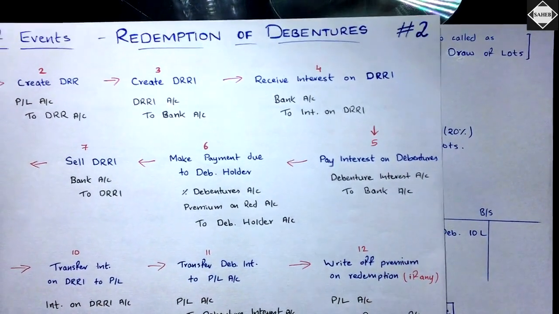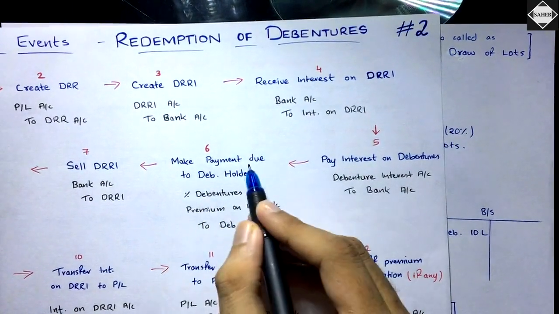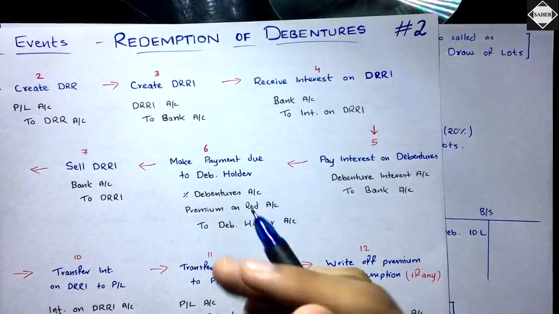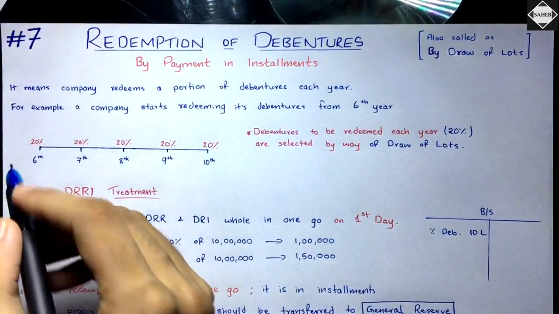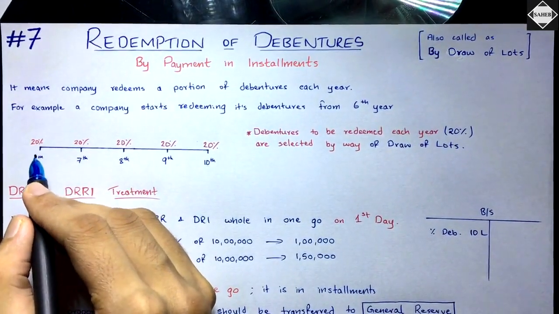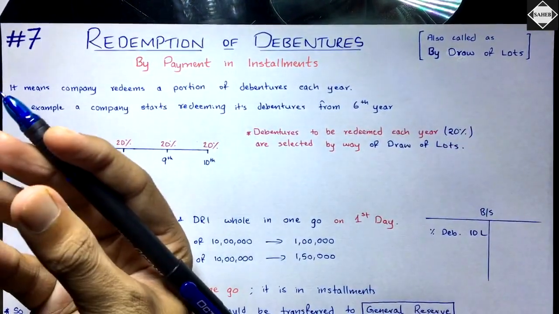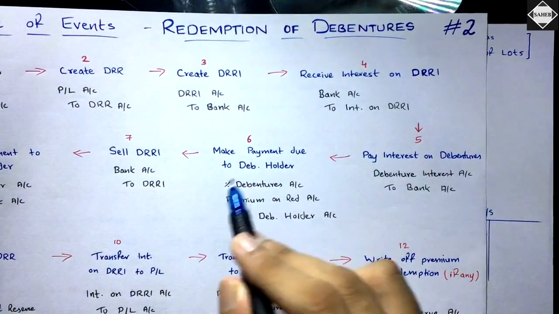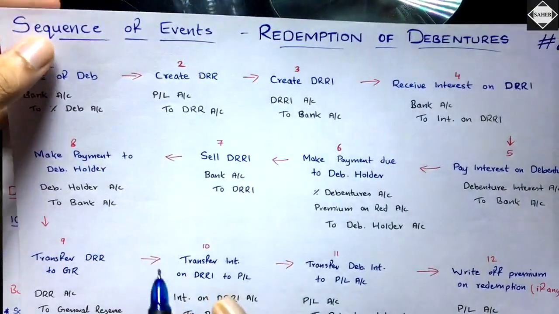You all know that. And then, as a company, we have to pay the debenture holders, so we make the payment due to debenture holders. But how much payment are you going to make due to debenture holders here? In our example, in the 6th year only 20% of the debentures are being paid, only 2 lakh. 2 lakh due and 2 lakh paid. So only 2 lakh payment will be made due to debenture holders in the 6th year, and then 2 lakh paid in the 6th year.